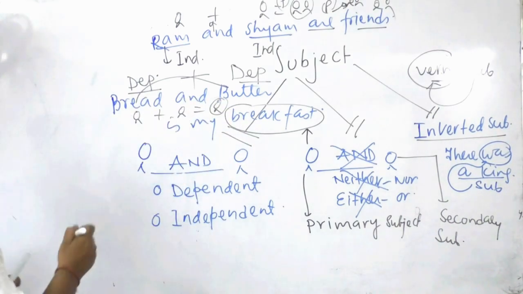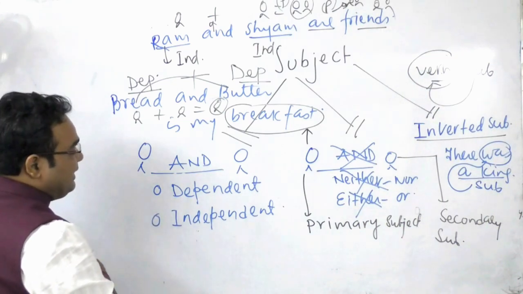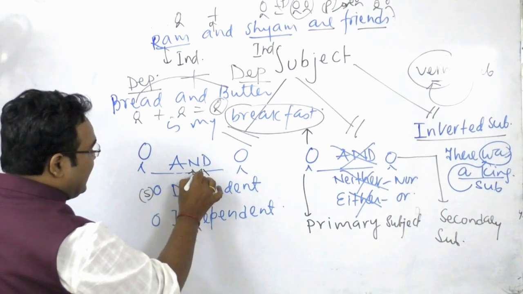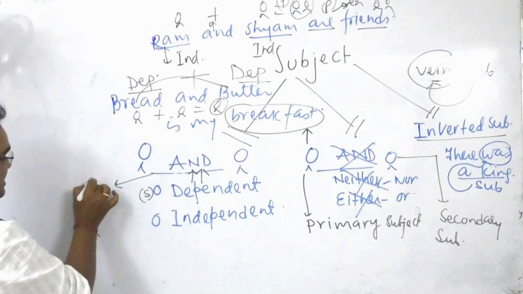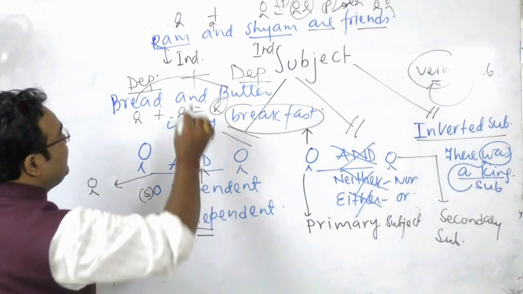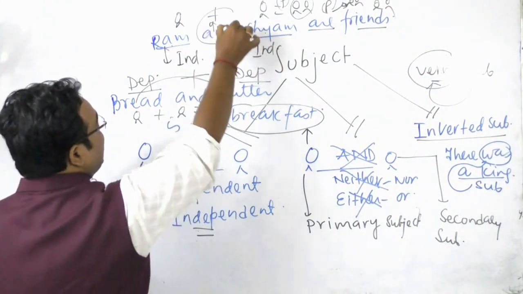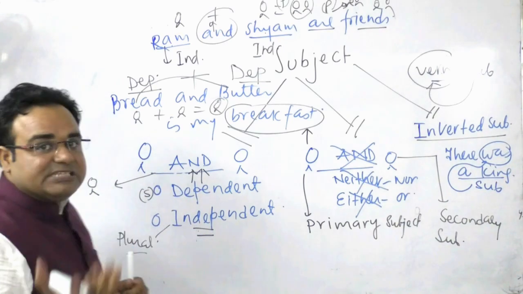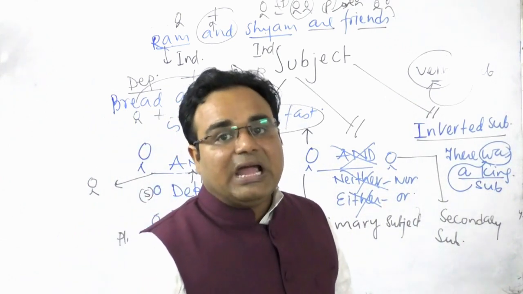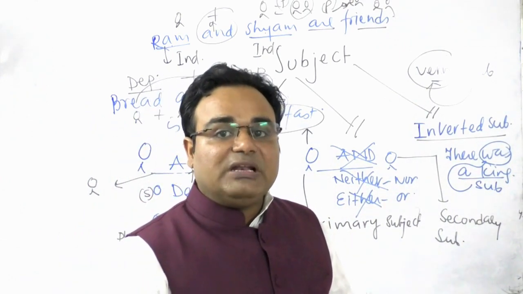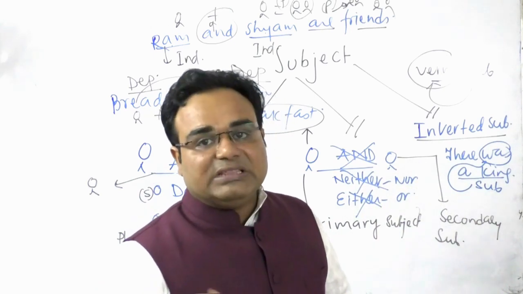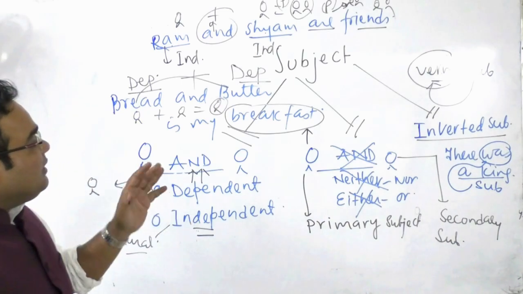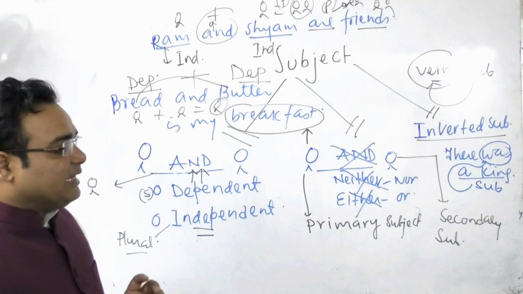Means the rule is, when two dependent, singular subjects are joined by and, the subject remains singular. But if two independent subjects are joined by and, the subject becomes plural. So if the subject is singular, the word will be singular, and if the subject is plural, the word will also be plural. We will make you understand with the help of some examples, or we will make you practice. Alright. Now see, but what in case of primary subject and secondary subject?